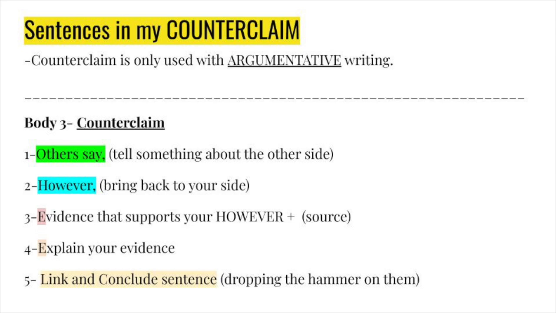In a counterclaim, your first sentence is "others say," tell me something about the other side. Shut it down with your rebuttal, "however," and then pick a piece of evidence that supports your rebuttal with a source. Explain that piece of evidence, and obviously link and conclude your sentence, dropping the hammer, letting them know that you are right, this is the only way to go, and nothing else matters. So they better jump on your boat because your boat is the one sailing down for success. And if you can do these 5 sentences, this is a counterclaim in your argumentative writing essay.